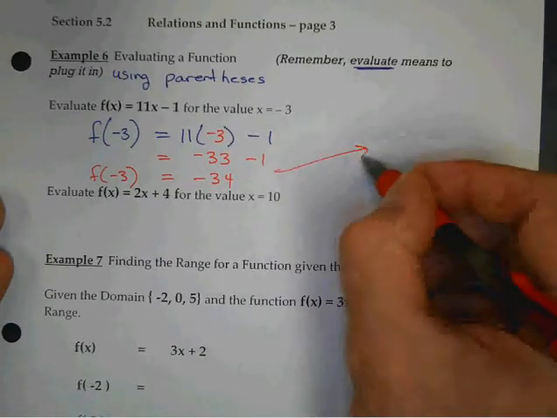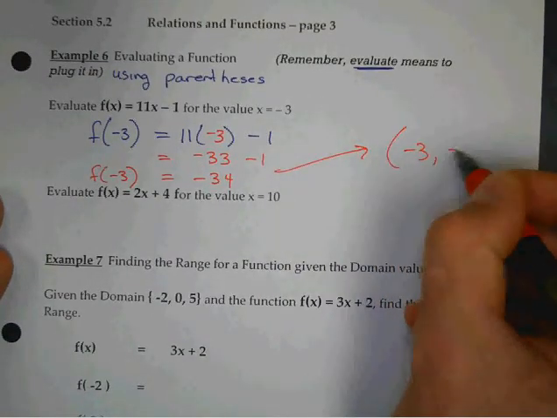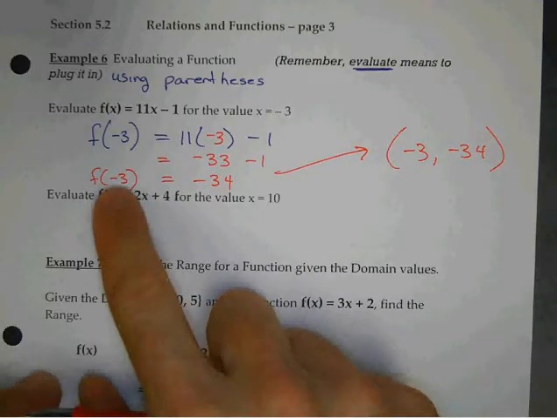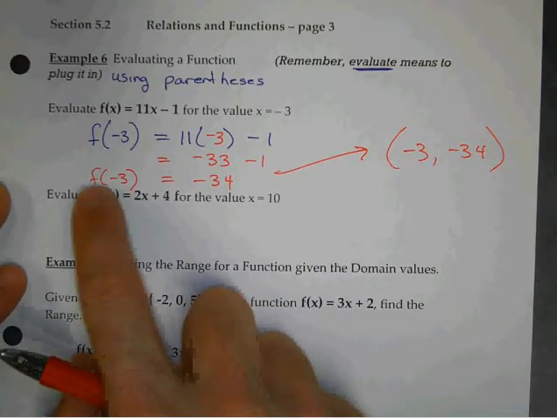Effectively, guys, what this is, is a point. All right? It's a point. You plug in -3, you get out -34. So by saying f of -3, this is really saying that's the y value. What's inside is the x value.